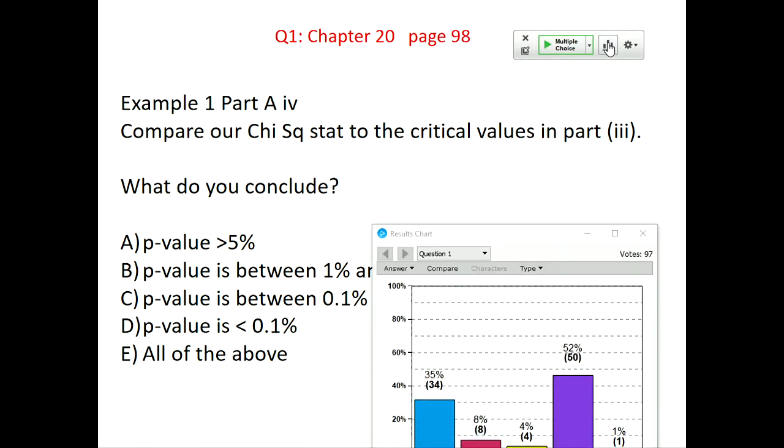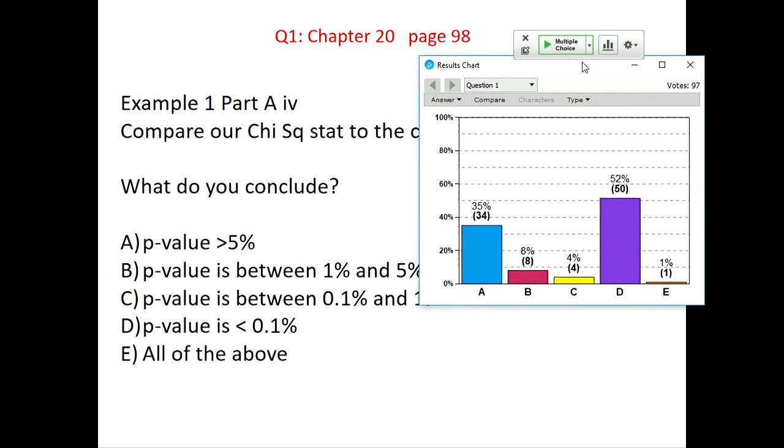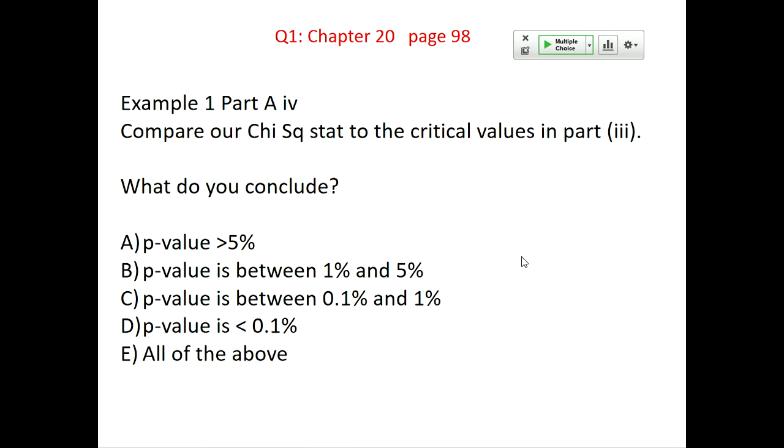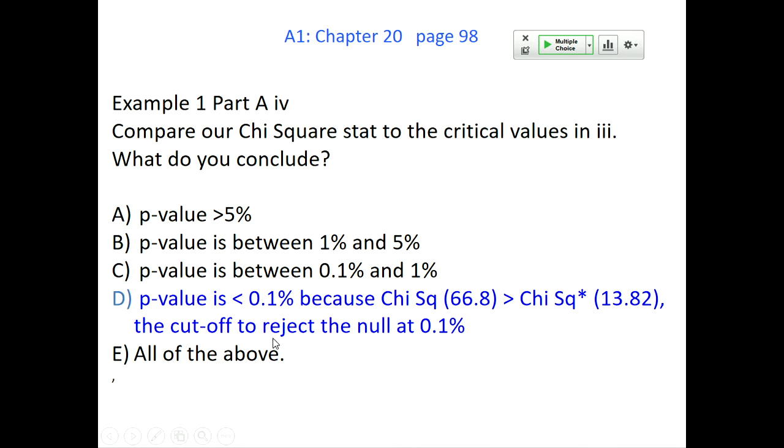Let's see what people chose. All right, so I'm curious what people chose. It's a toss-up between A and D. All right, so let's look. D is the correct answer, and let's see why. We know that our p-value is less than 0.1% because our chi-square statistic is greater than 13.82, right? It's to the right of that, and that's the cutoff to reject the null at 0.1%.